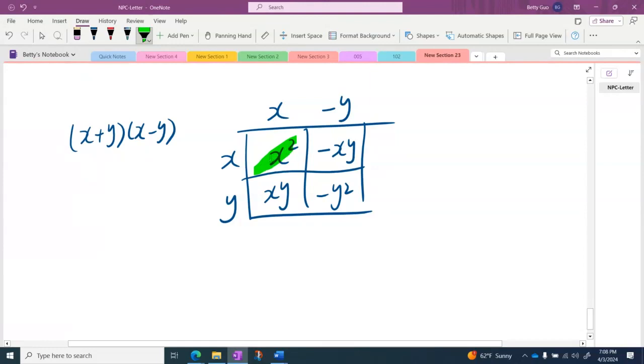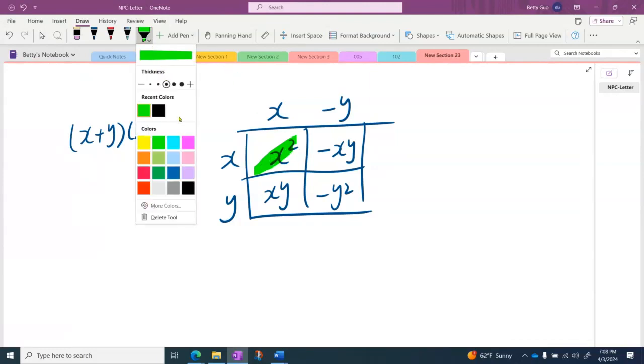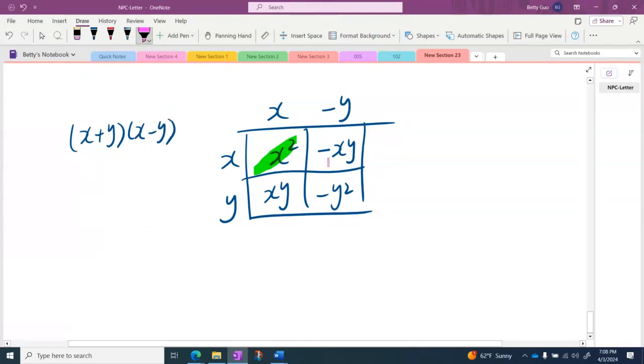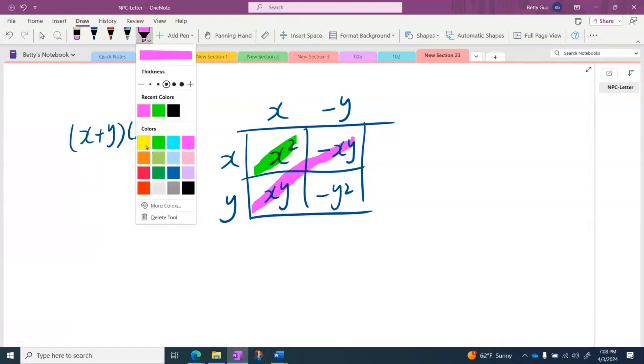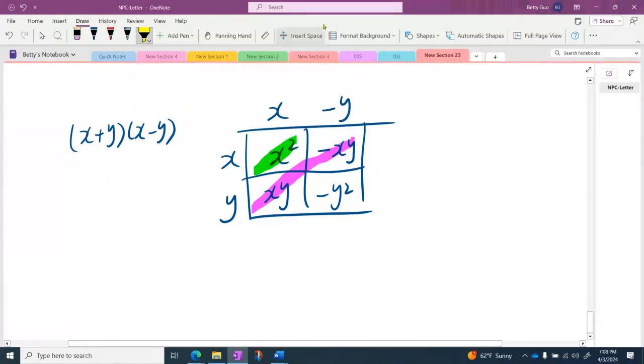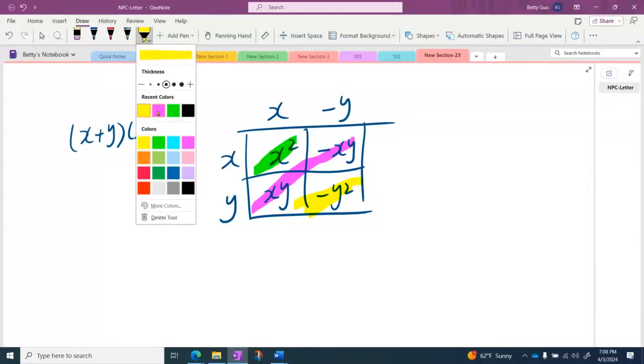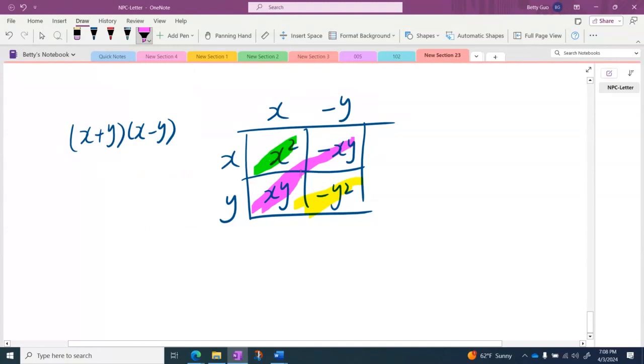And this green and the pink on the diagonal, and the yellow, this diagonal, only one term. And notice the two pink, they are like terms. Not only are they like terms, they happen to be opposite. Do you see that? Negative xy, positive xy, they cancel each other.